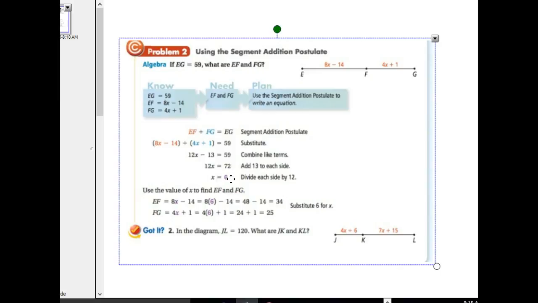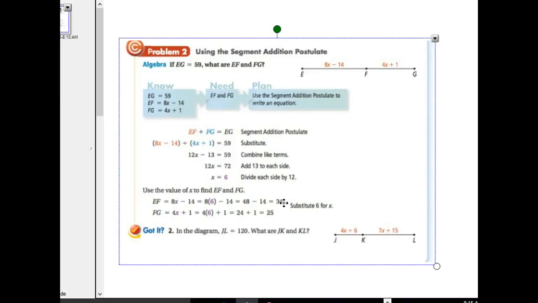Okay. Now that we find what x is, we've not solved the problem, but we're much closer than we were before. Now we're going to take the value of x, which is 6, and substitute it in. So if you'll remember, EF was 8x minus 14. If I put a 6 in for the x, 8 times 6 is 48 minus 14, which leaves me with a total of 34. So the length of EF is going to be 34.